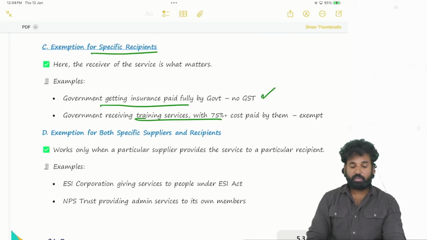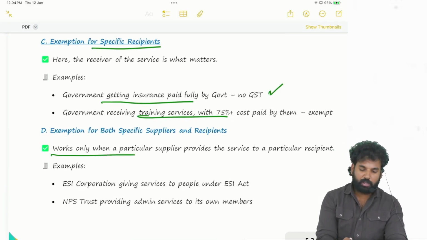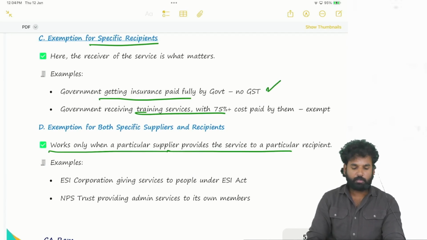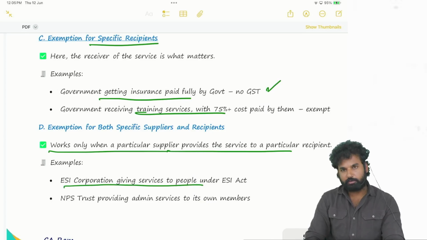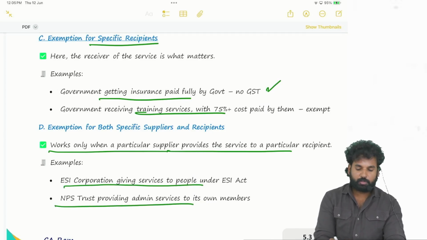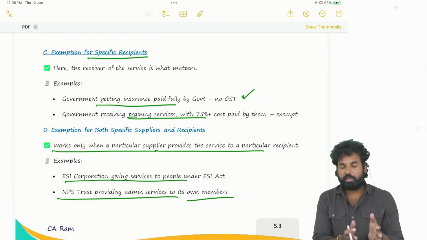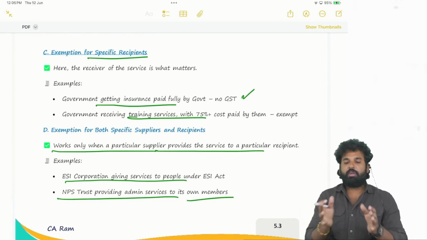So there is also exemption for both specific suppliers and specific recipients. It works only when a particular supplier provides a service to a particular recipient. For example, ESI Corporation gives services to people under the ESI Act. NPS Trust provides admin services to its own members. A particular service provider is giving services to a particular service recipient, and only then will it be given as an exemption.